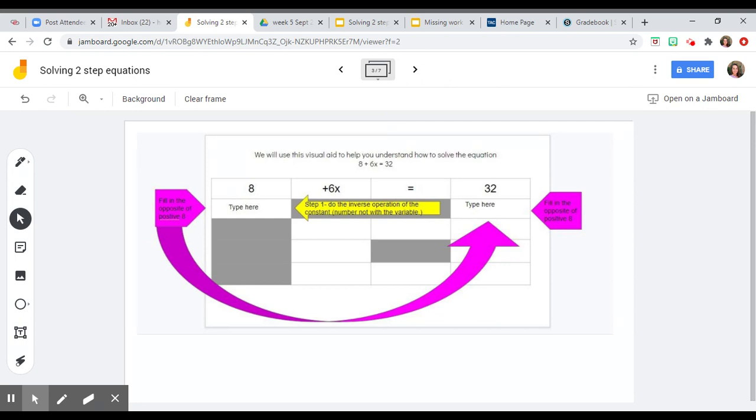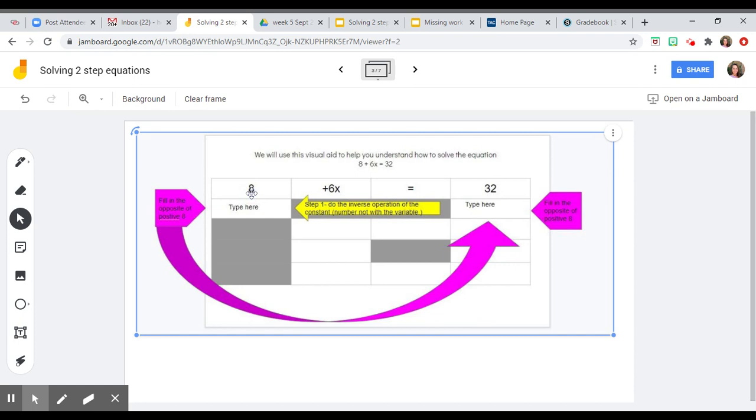The top part tells you that you're going to do step 1. We are doing the inverse operation of the constant. The constant is the number that does not have the variable with it. So the opposite of this is going to be -8. On your work, you will actually be typing it in. So the opposite of +8 is -8. To keep this balanced like a teeter-totter, we must do this on both sides. So I'm going to put -8 on this side as well.